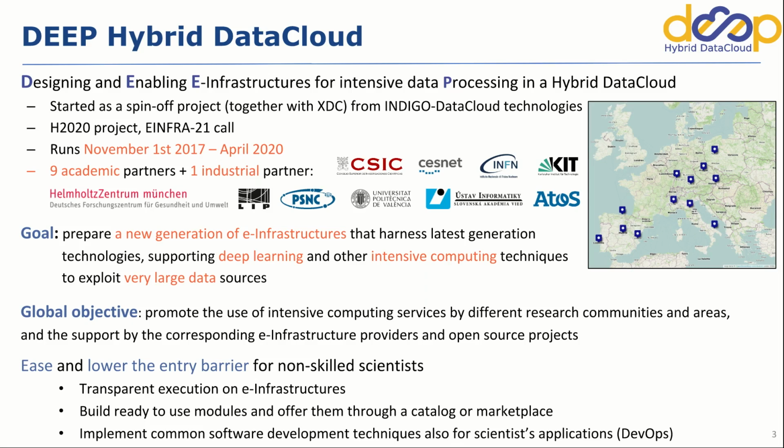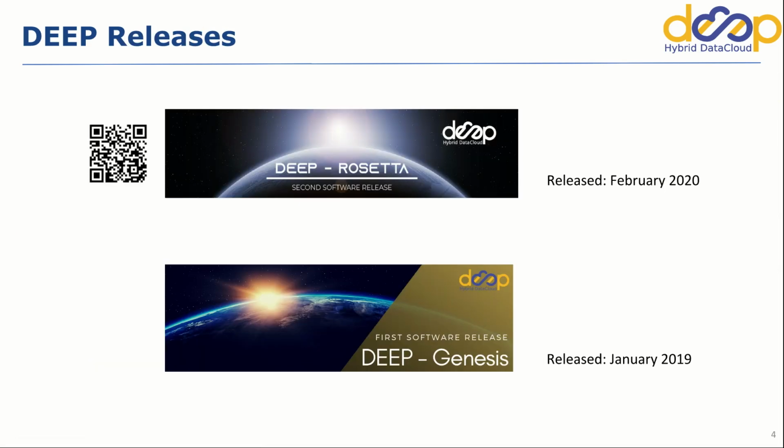With our framework, we want to ease and lower the entry barrier for non-skilled scientists, whom we consider our primary users, such that they have transparent execution on E-infrastructures, can build and share their applications via an open catalog or marketplace, and profit from the DevOps approach. The Deep platform has 2 software releases. The latest one, called Rosetta, appeared in February this year. In the next slides, we present the latest features of the platform.